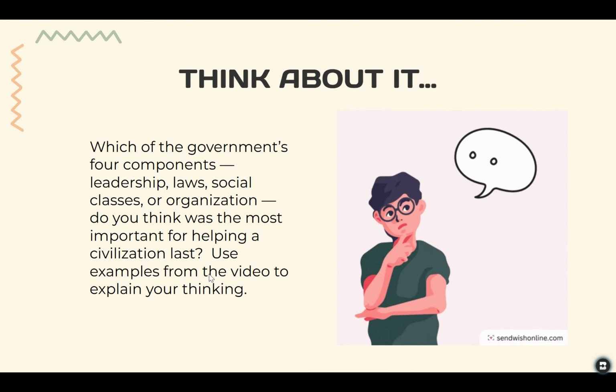All right, last question is your think about it question. Write a good paragraph to answer this. You want to look at those 4 characteristics and which was the most important for helping civilization to last a long time. Use things that we've talked about from the video, and then you're going to check it in with Mrs. Sims.